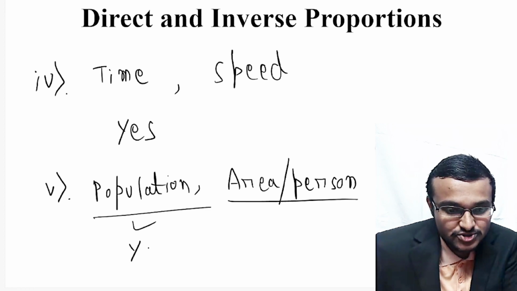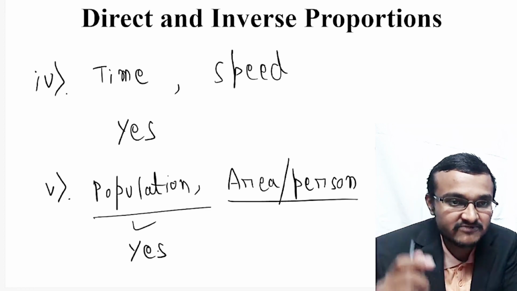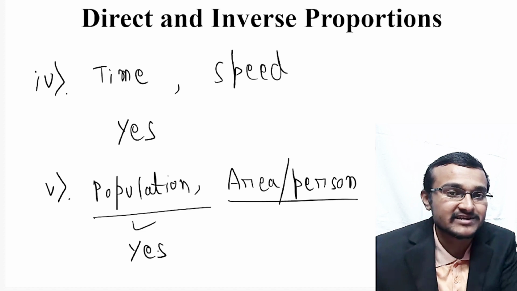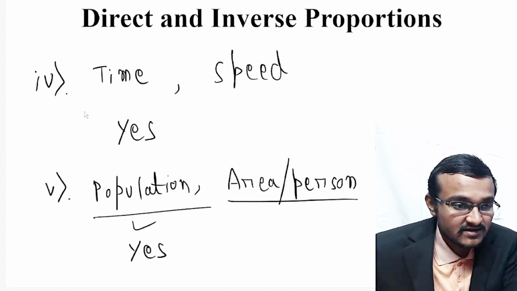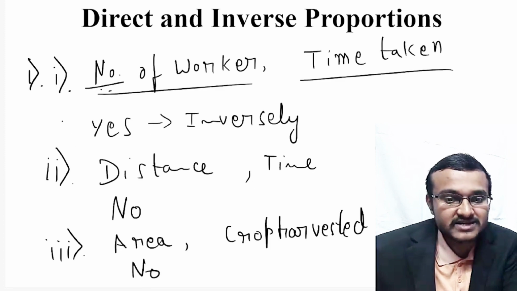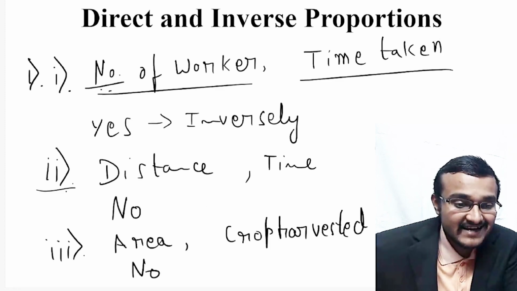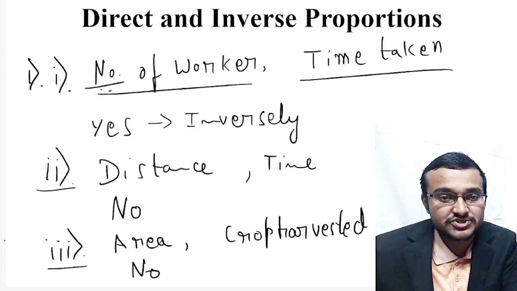So here also yes is the answer. That means this particular fifth question is also an example for inverse proportion. So in this particular first question, the fourth question and fifth question are inversely proportional, and the second question and third question in this particular first question are not inversely proportional.